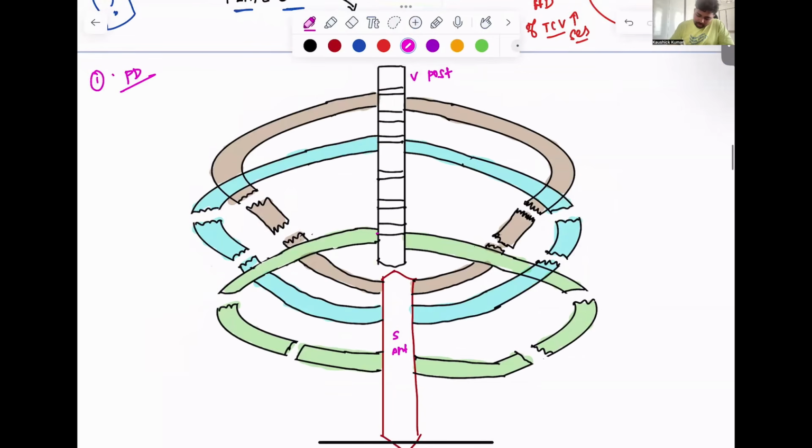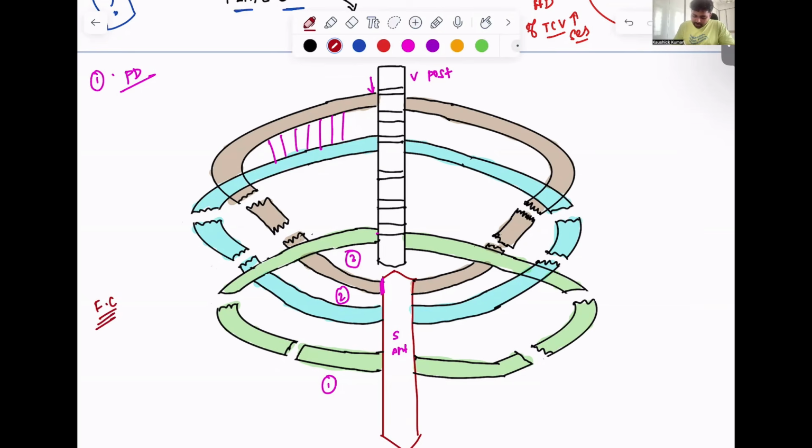So this is rib number 1, this is rib number 2, this is rib number 3. In front they're attached to the sternum, and at the back they're attached to the vertebra. In between these ribs we have the intercostal space, and this space is occupied by intercostal muscle, especially the external intercostal muscle, which helps with inspiration.